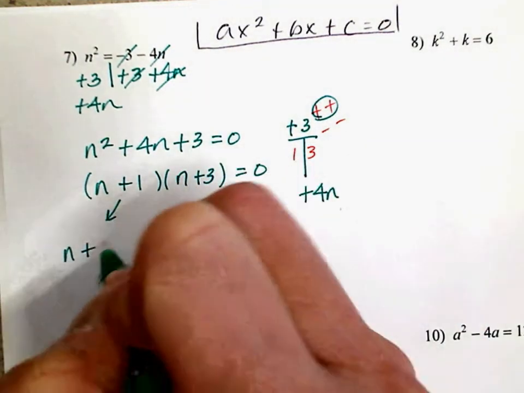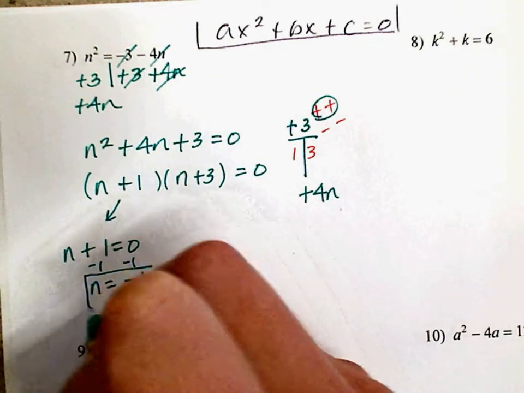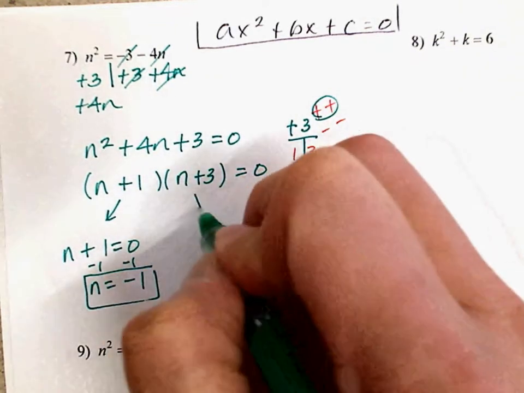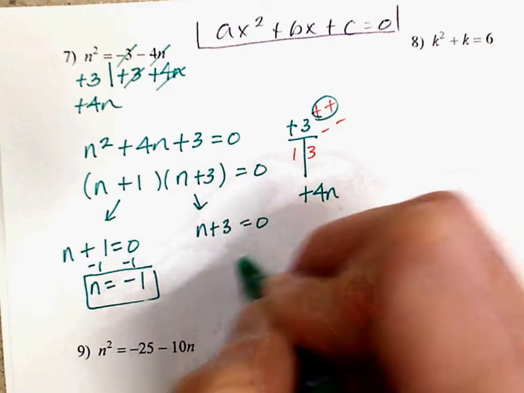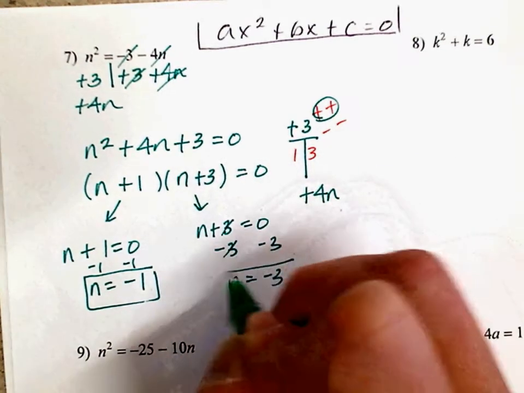Set each one equal to 0 and solve. Minus 1, so the answer is negative 1. N plus 3 is equal to 0. Subtract 3, subtract 3. So n is equal to negative 3.